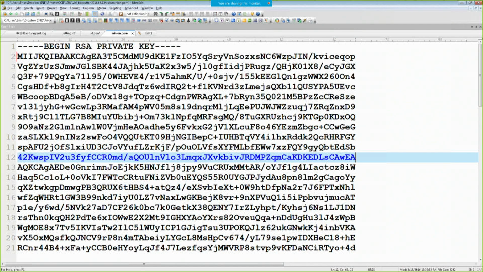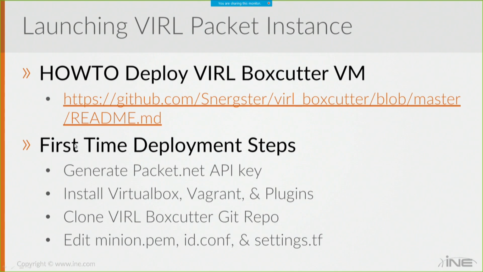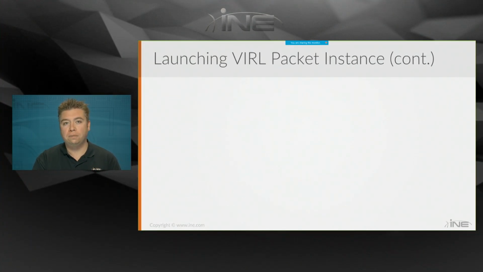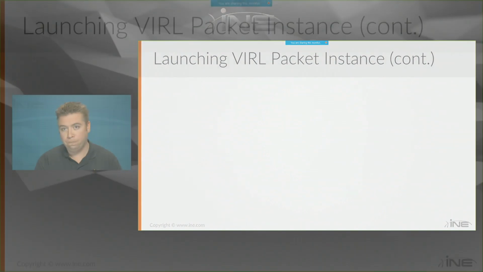And then like I mentioned here, minion.pem, this is going to be your actual private key in terms of the actual VIRL license. So once we have all those files together, this is going to be just for the very first-time deployment, so you don't need to regenerate these files or regenerate the keys every single time that you want to launch. Once we get up to this point, then we're going to start the Vagrant box and then tell it to actually spin up the automation on the Packet.net side.